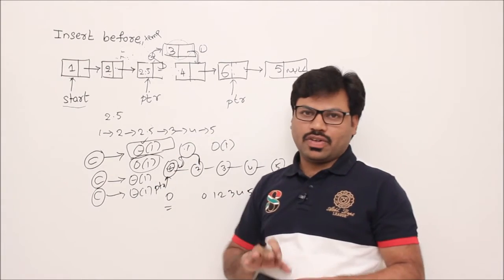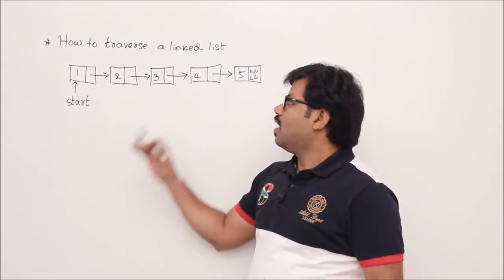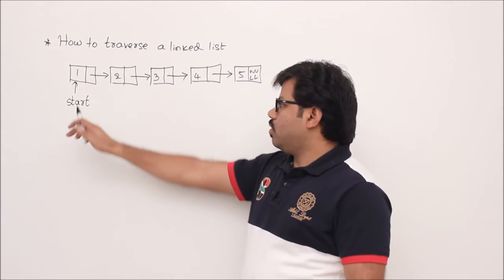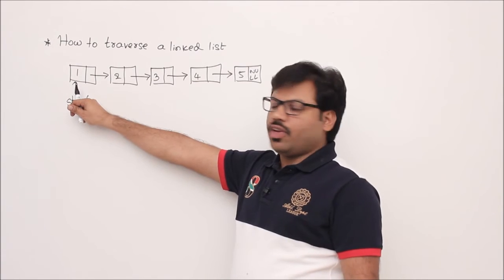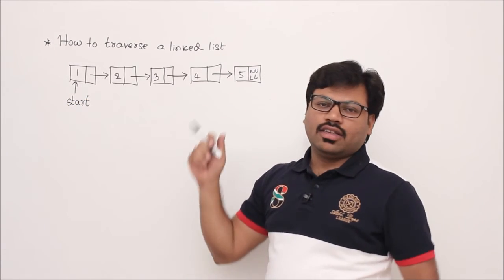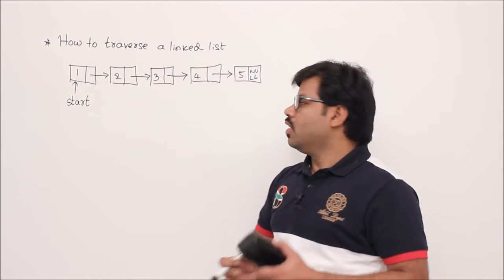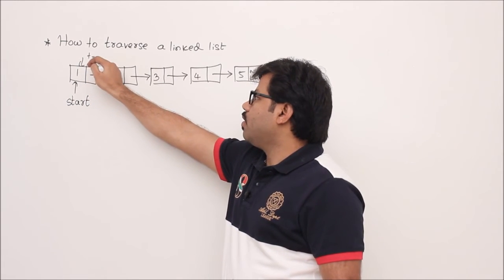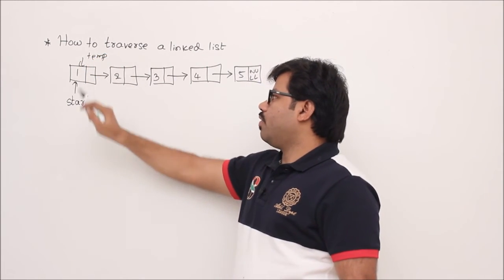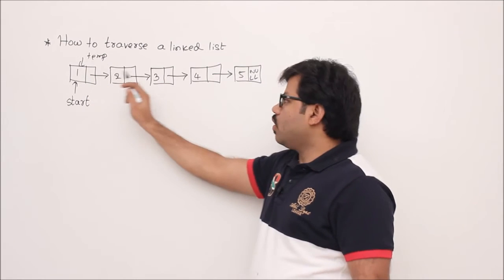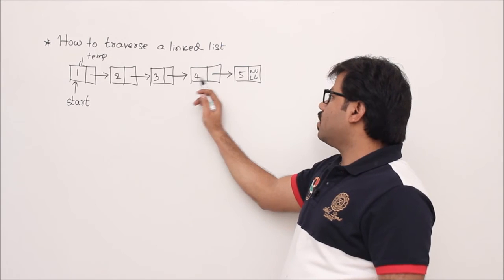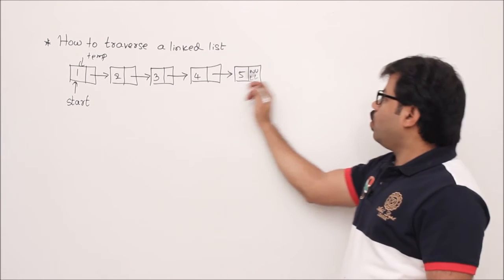discussed this insert before. Now we'll see one more operation, that is how to traverse a linked list. Of course, it's very basic operation. So given a start pointer, we have to print all the nodes, let's say. That is usually called traversing. So for that, what you do is, let's say temp pointer. So using temp pointer, I'm going to print. First print temp cap info, then go to next, then again print it, go to next, print it, go to next, go to next, and try to go to next.